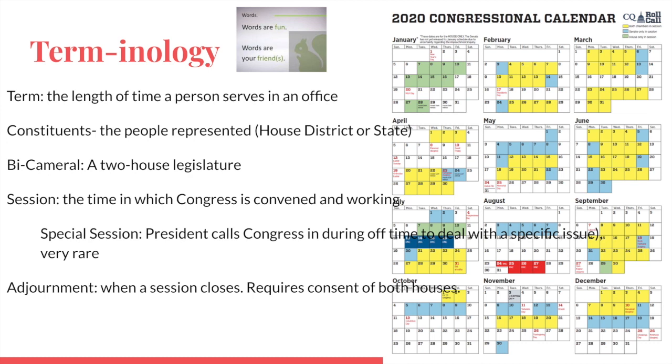It can go both ways. It is a special session. It's kind of a rarity, but Congress can be called into them and they are obligated to show up. And then lastly is adjournment. And this is when a session closes.